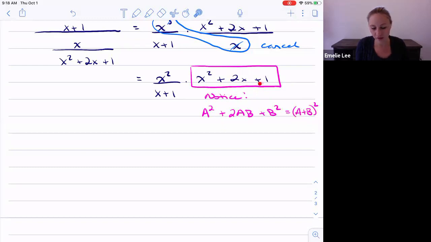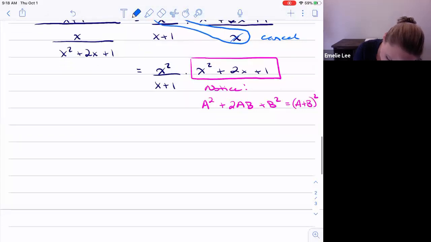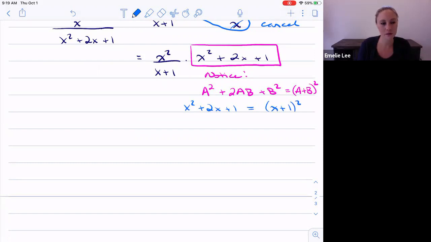It's going to be helpful to start recognizing this. We definitely could go through and use the quadratic formula to find the solutions and then factor it that way, but you don't have to. So x squared plus 2x plus 1, we can rewrite as x plus 1 squared.